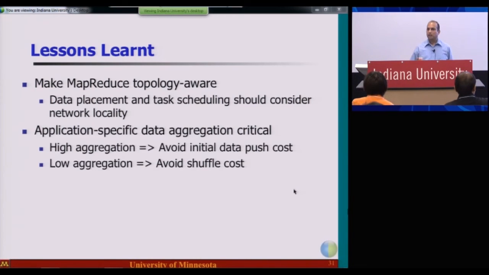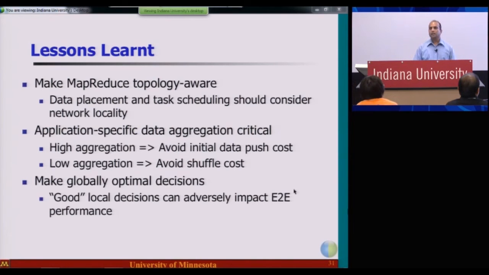Secondly, application characteristics also determine what would be the optimal way to execute the MapReduce. In particular, if you have high aggregation, which means that the size of intermediate data is much smaller than your input data, then you should try to optimize the initial push operation. On the other hand, if the intermediate data is much larger, then you may want to optimize the shuffle operation.